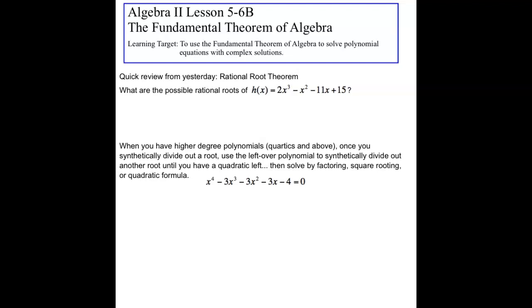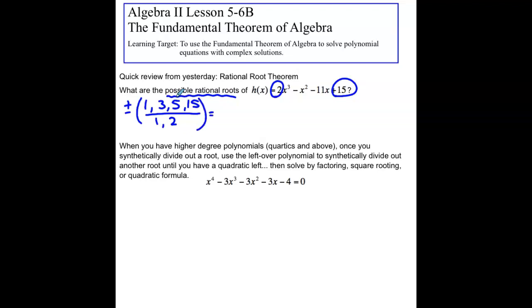So a quick review from yesterday, we had the rational root theorem, which told us the possible rational roots. This is basically just making my list of possible things that I could try. To make that list, we need factors of our constant. So factors of 15, we've got 1, 3, 5, and 15, divided by factors of our leading coefficient, or this 2. And the factors of 2 are 1 and 2.